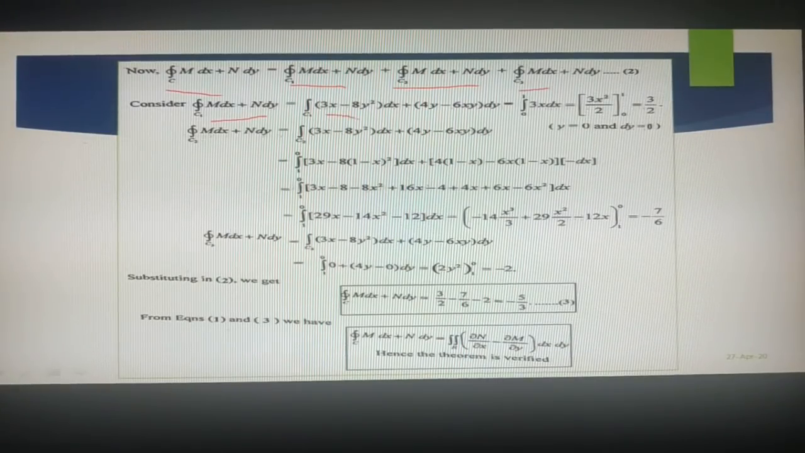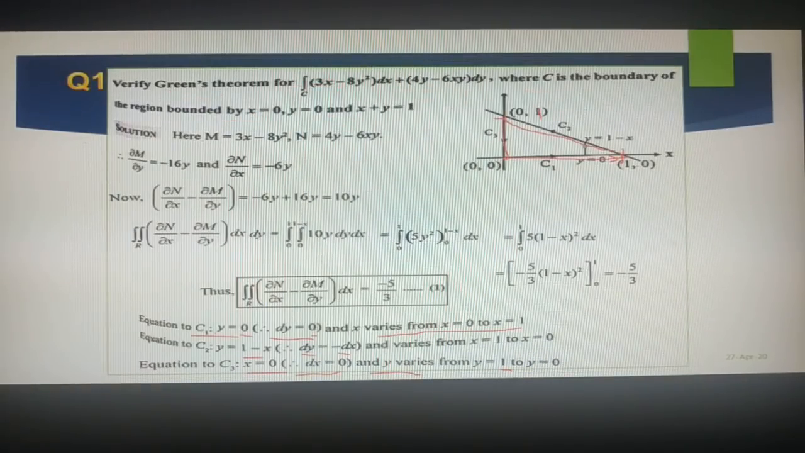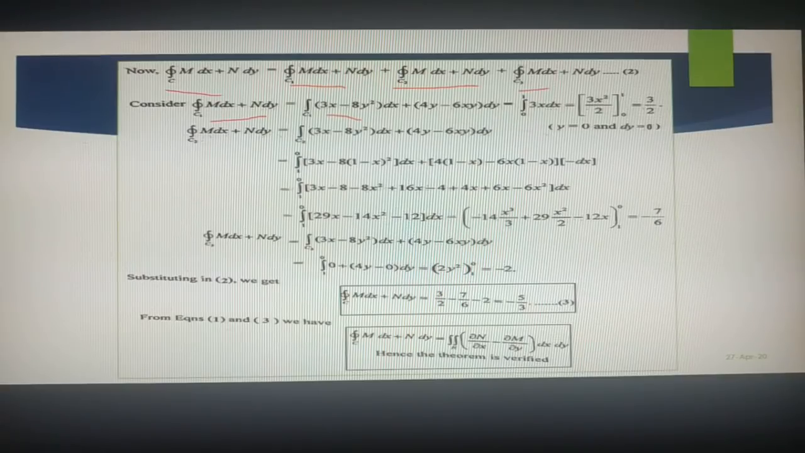So along C1, what assumptions were taken? Along curve C1, the equation is y equal to 0, so dy value is 0. So we will substitute y equal to 0 and dy equal to 0 in these places, and we get the integral from 0 to 1 of 3x dx. So that value is 3 by 2.